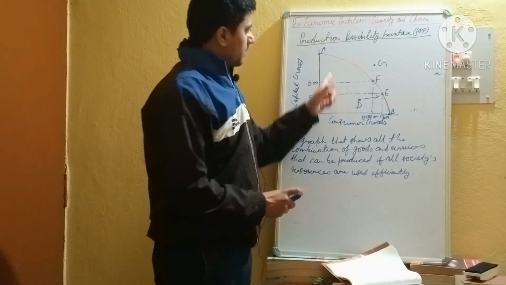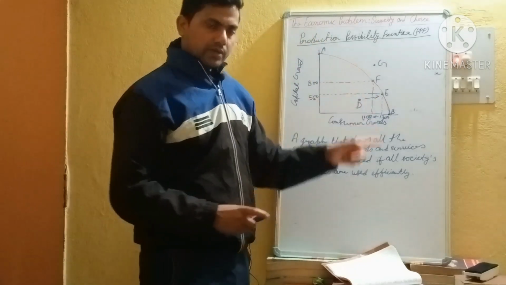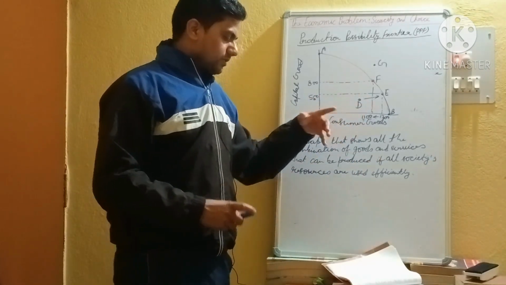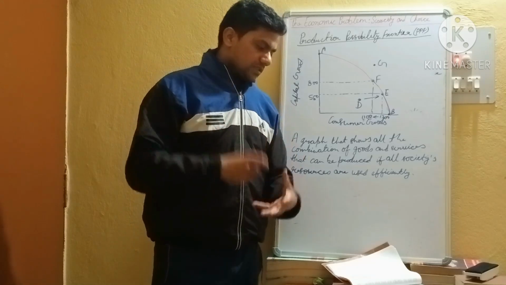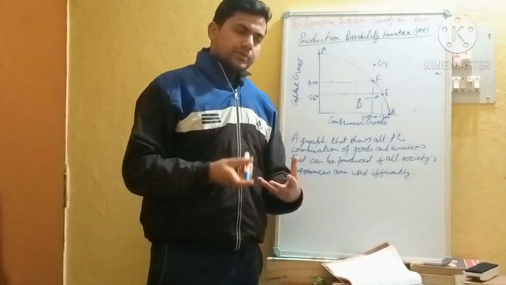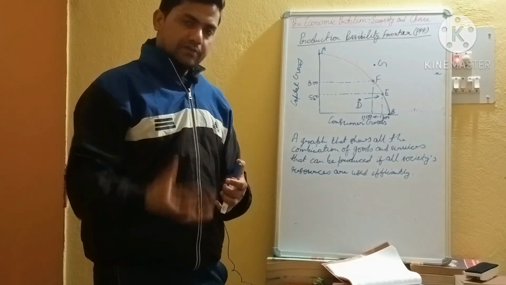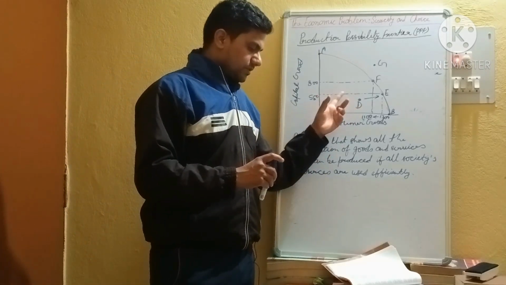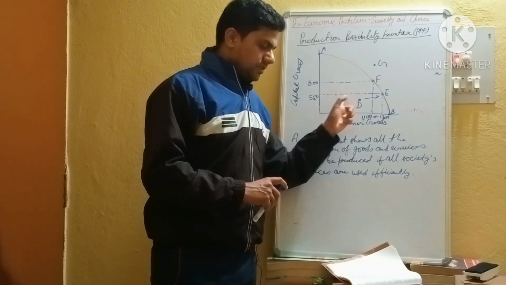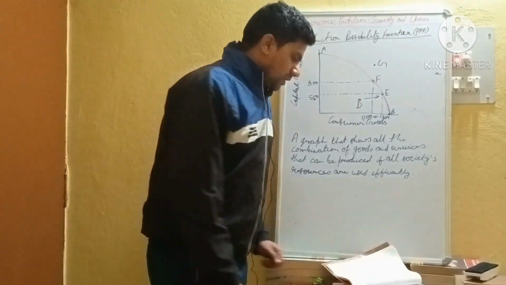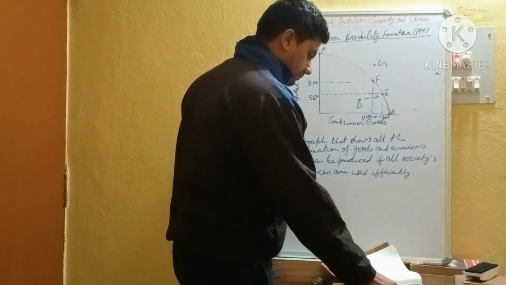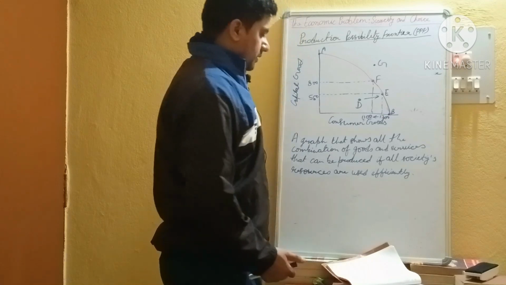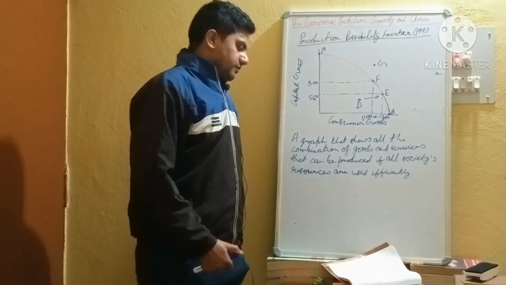On this red line we have full employment of the resources. To the left of this red line we have less employment of resources. It means some resources are going to be left out when we produce the combination of goods and services inside this region. So that was all about the production possibility frontier.